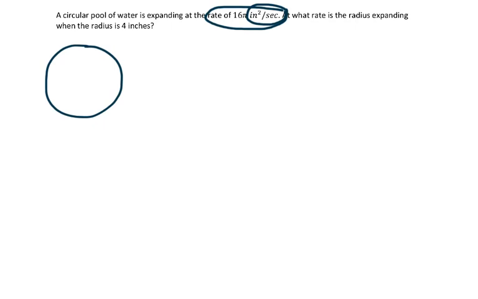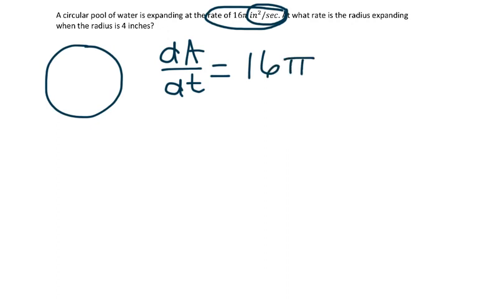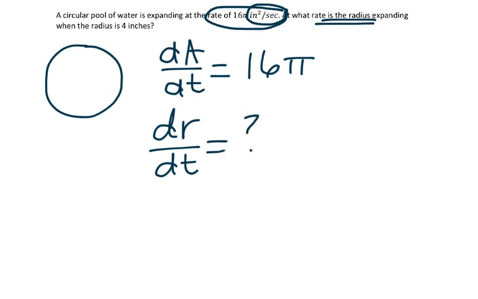Alright, so there's a few things here that we are given. The first thing that we're given is the rate in regards to area, so dA/dt, which is 16 pi inches squared per second. And it is asking us to find the rate that the radius is expanding. So it's asking us to find dr/dt, where the little r represents radius, so that's something we don't know. And then they tell us that the radius is 4 inches at that moment in time. Okay, well, so let's get started.